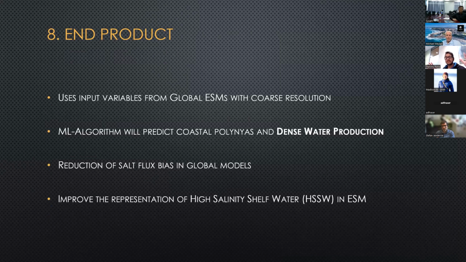So once the algorithm is fully trained after the 3 stages, we can give input variables from global Earth system models with coarse resolution. Then the algorithm will predict if a polynya will occur or not. If it is occurring, then the size of that polynya and the intensity of sea ice production. So this will result in reduction of salt flux biases and ultimately improve the representation of high salinity shelf water in these global Earth system models.